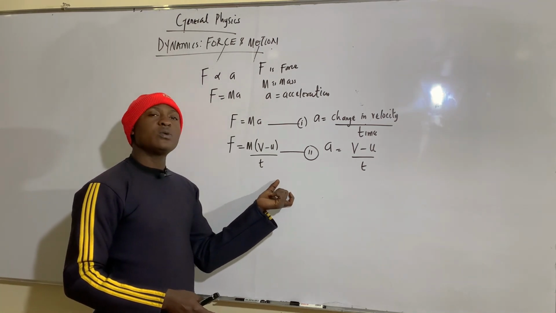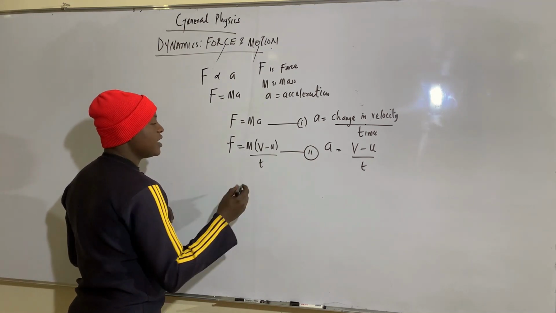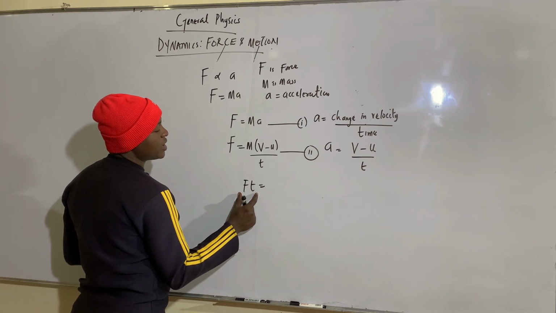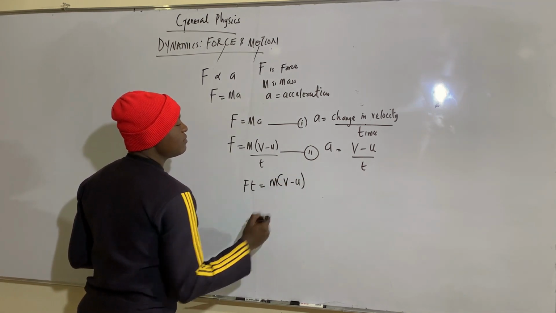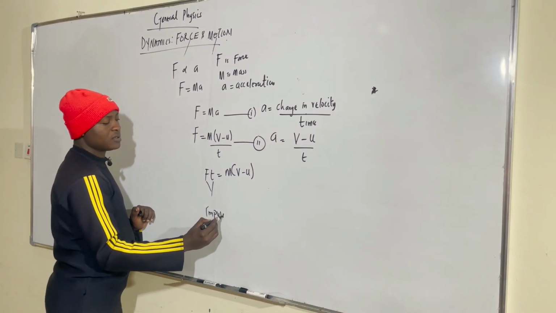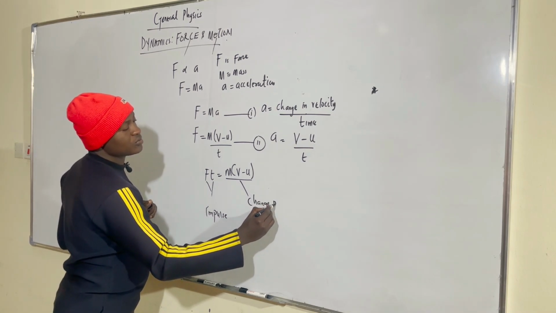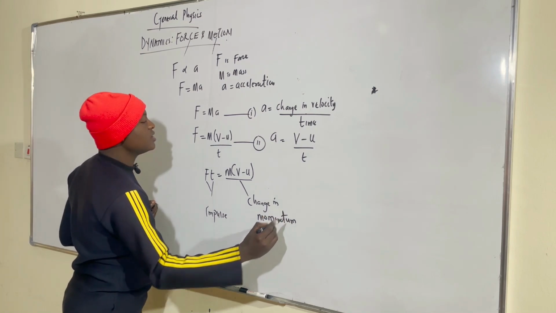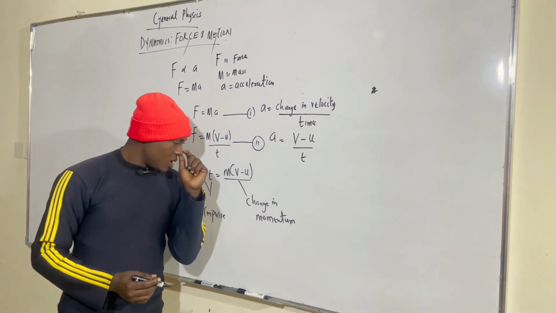Even from here, we can also derive what we call momentum. If I cross multiply, I have Ft equal to, that is F times t, and we have Ft is equal to m bracket v minus u. In physics, this F times t we call impulse, and this we call the change in momentum. We are coming to that. We are going to talk about momentum itself and see how we can solve problems involving momentum.